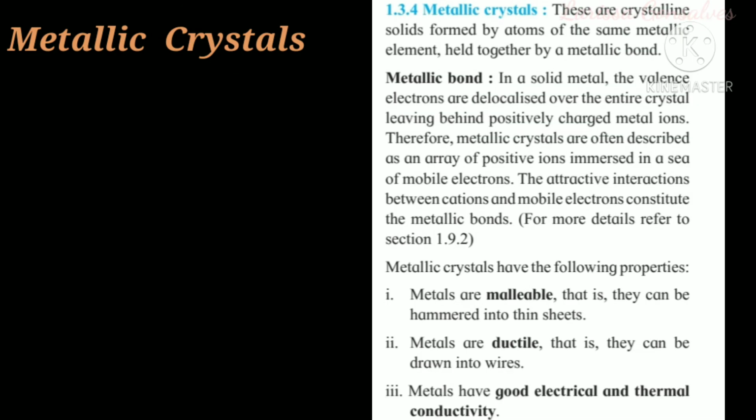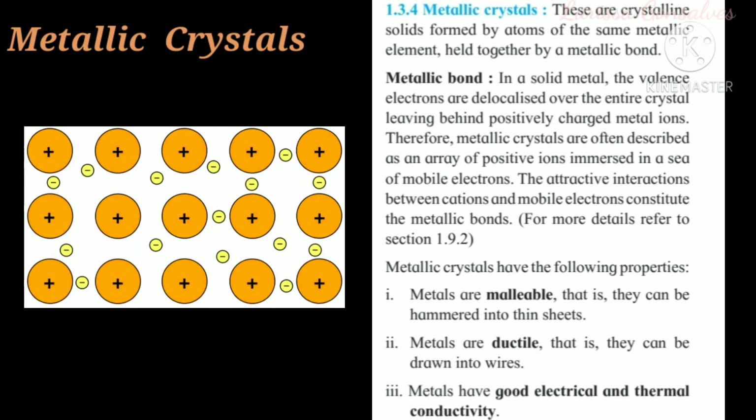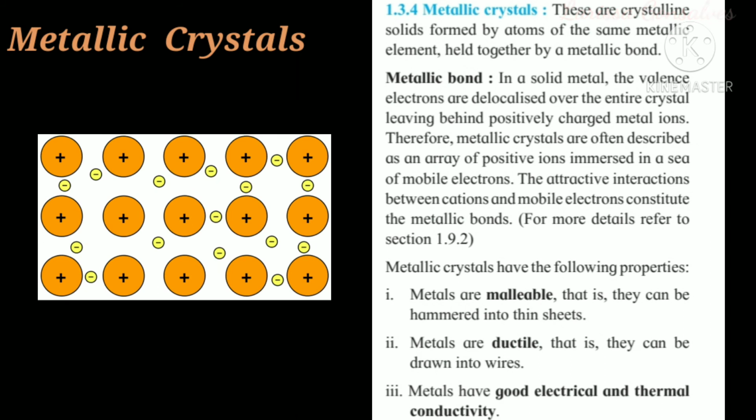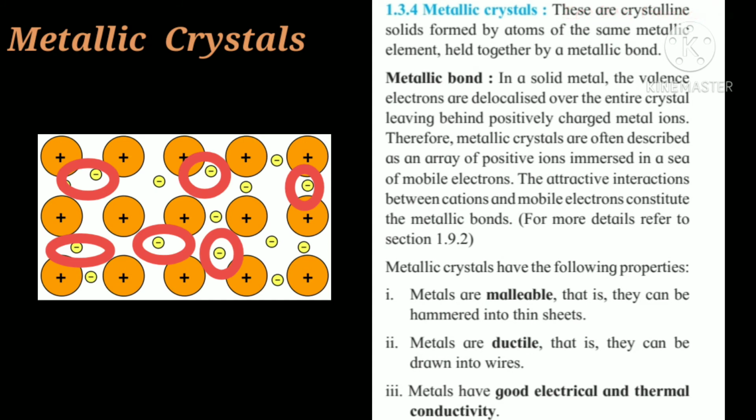Next are the metallic crystals. Metallic crystals are crystalline solids which are formed by atoms of the same metallic elements and they are held together by a metallic bond. What is a metallic bond? Now, if you observe a solid metal, there are valence electrons which are delocalized over the entire crystals, leaving behind positively charged metal ions. Delocalized means they do not have a fixed place and they keep on moving.